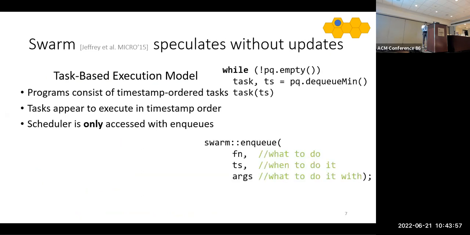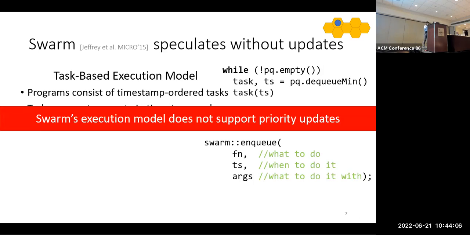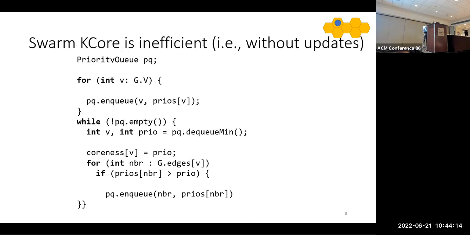Swarm's programs only call an enqueue operation. Their dequeues are all handled by the runtime, and no other operations exist. What this means is that Swarm does not support the priority updates that K-Core requires. We can still implement a version of K-Core in Swarm, though, but it will have some inefficiencies. Let's see how we do that.